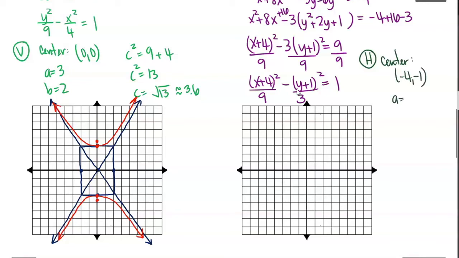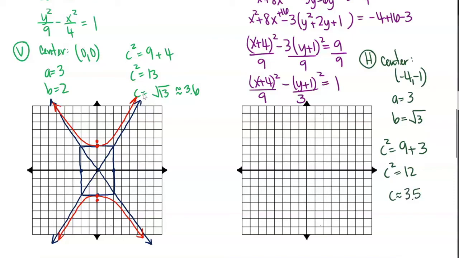My A value will be 3. B will be the square root of 3. And the C squared is equal to the squares of those two added together, so 9 plus 3. And the square root of 12 is just a little bit less than the square root of 13. It's about 3.5. Let me change that to approximately 3.5.